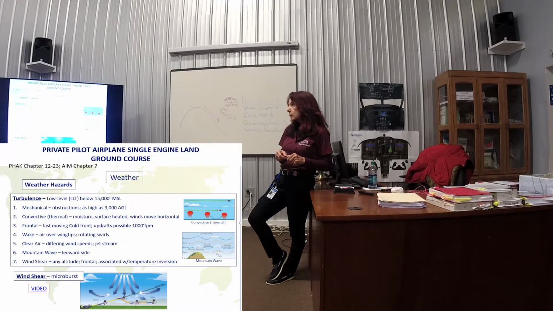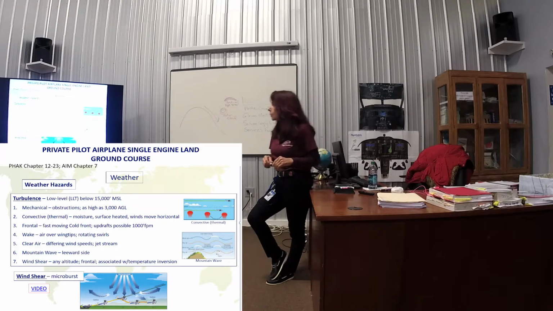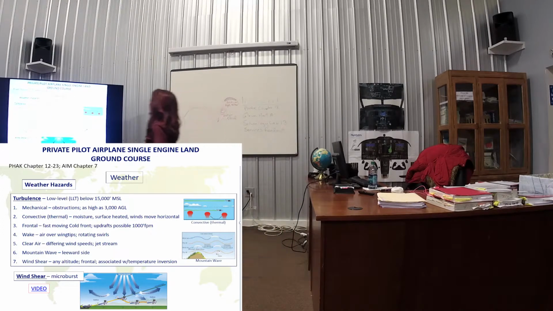Wind shear. Wind shear, a question on your written and maybe a phase exam, happens at any altitude. Do not fly when a front passes. Generally, it's frontal. The danger of a wind shear, at any altitude, is that usually you can't see it.